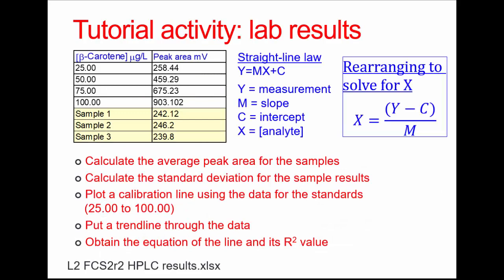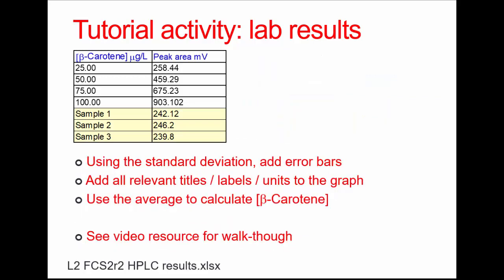Okay, a couple of tutorial activities. In that Excel spreadsheet, which is referenced at the bottom of the slide, you basically have some data, and you need to calculate the average peak area for the samples, get a standard deviation, plot a calibration line, obtain a trend line, get the equation of the line and the R-squared value, and then rearrange to solve for x. It's also asking you, using the standard deviation, to add error bars. Again, see the video. Make sure you add all relevant titles, labels, and units to the graph, and then, as I mentioned, calculate the concentration of beta carotene.